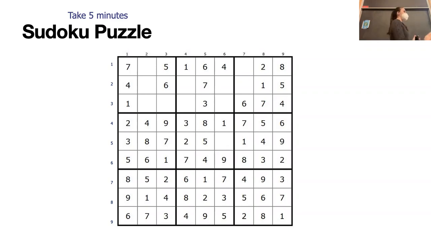Okay, so let's come back. Hopefully that was a little bit of a fun exercise, got you talking. Part of what I wanted you to do here was what is called metacognition, which is thinking about how you think about the problem. So can anybody share some strategies that they found to be really helpful? Yes.